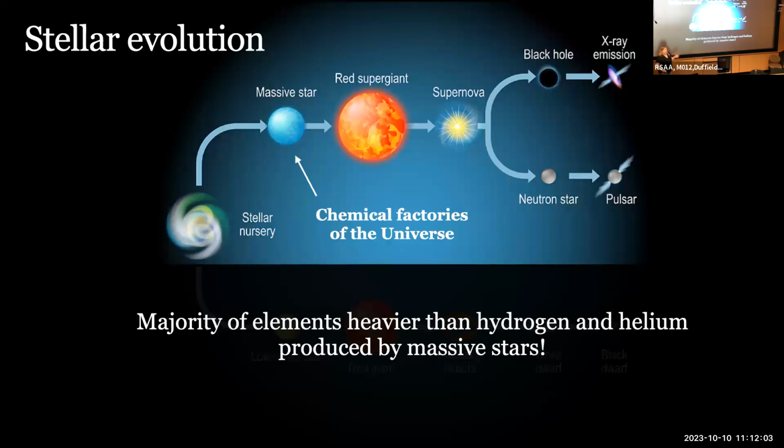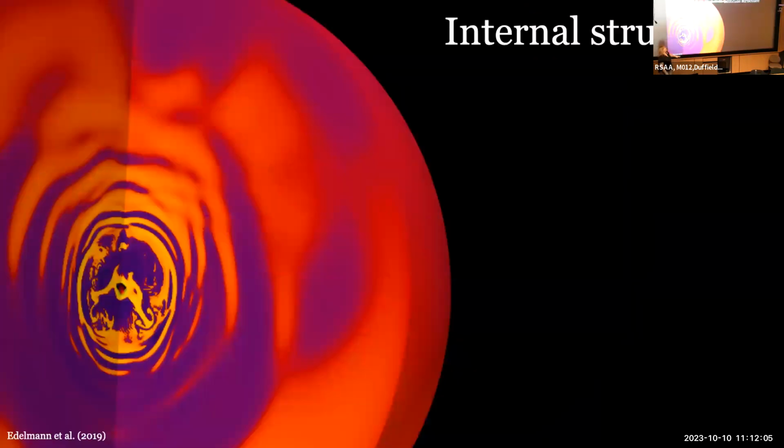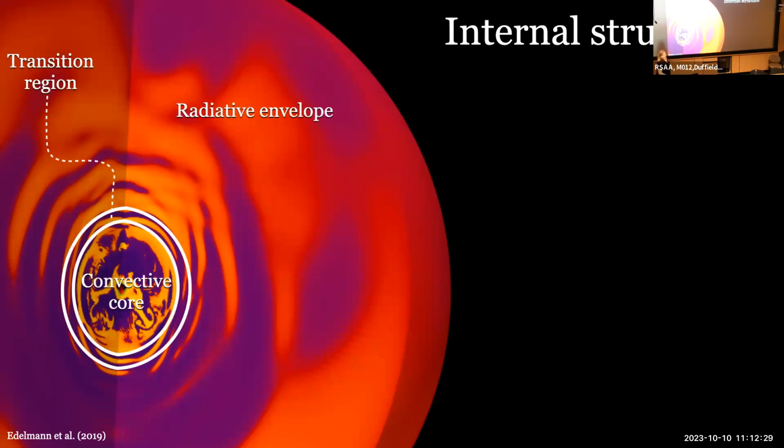Now, if we look at what the interior structure of these stars looks like, you see here on the left a 3D model of such a massive star. We tend to divide these models into three different regions. One region is the convective core. So unlike the sun, which has a radiative core, these types of stars have convective cores. Outside of that, we have a radiative envelope. And in between the two, we have a transition region.